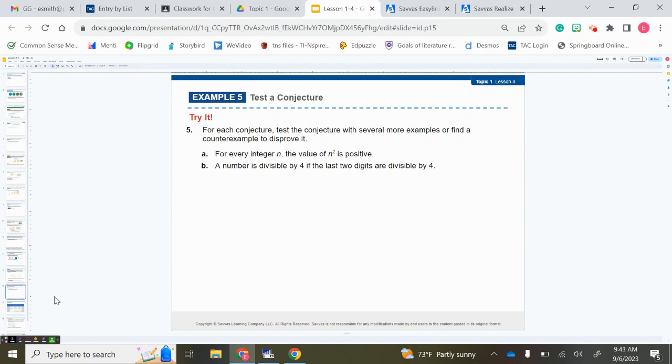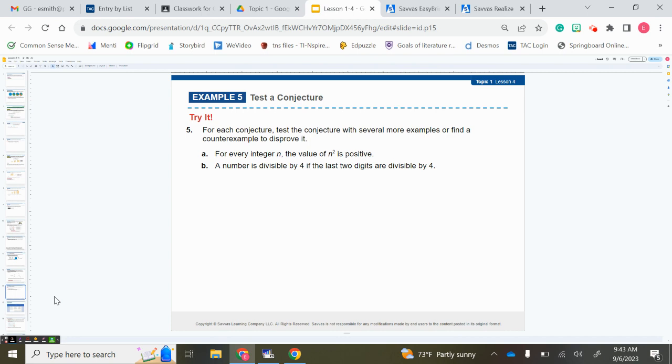All right, let's take a look at number 5. Try it 5. Test the conjecture. It says for each conjecture, test the conjecture with several more examples or find a counterexample. Letter A. For every integer n, the value of n squared is positive. What do you think? Is this true? Can we assume it's true? Give me some examples. -6 squared, -6 times -6 gives me 36. If I want the positive side, 6 times 6 gives me 36 as well, right?